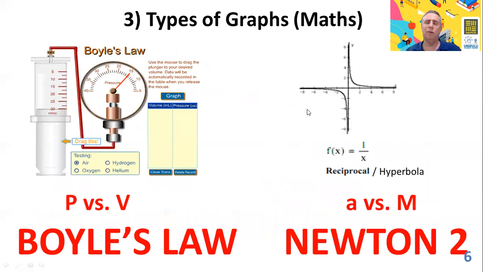Next, what about the hyperbola or reciprocal graphs? There are 2 examples that are common in school science. One is pressure versus volume for Boyle's law. The other one is acceleration versus mass for Newton's second law. Just note, in physics, we usually just work in the first quadrant because most of our values are positive.